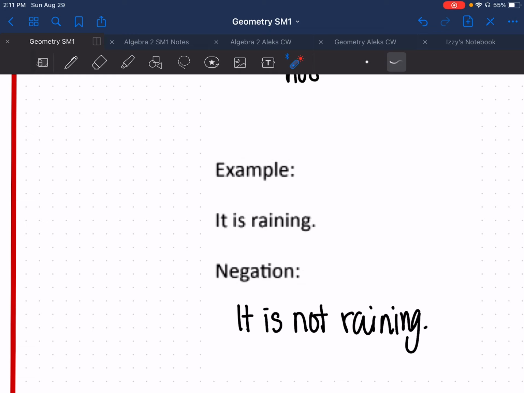And so you just need to add the word not. Now be careful because sometimes the word not is already there. You cannot say it is not not raining. That's not proper. Like we don't say, I'm going to not go to the store. Well, then are you going or are you not going? I don't know, right? So just be careful. If not is there, its negation is to take it out. But very, very rarely will you see that.